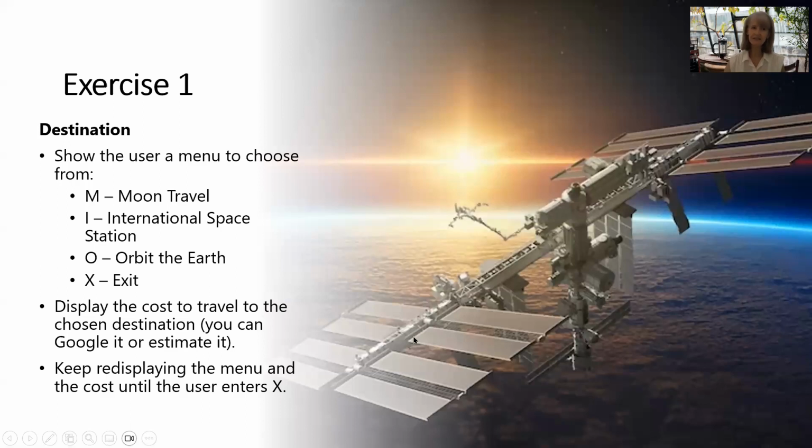So here's our exercise 1. Show the user a menu to choose from: M for moon travel, I for International Space Station, O to orbit the Earth, and X to exit. Display the cost to travel to the chosen destination. I'll let you Google that or estimate it. I have found the costs myself, but you can also do that, and keep redisplaying the menu and the cost until the user enters X.